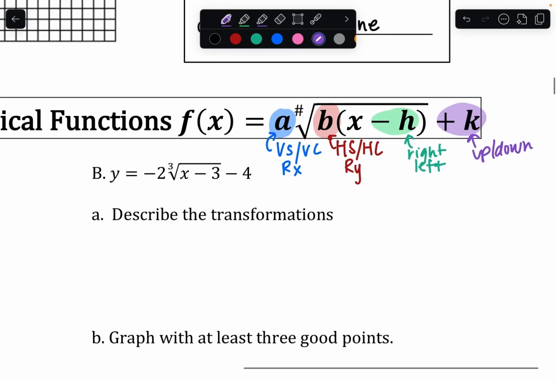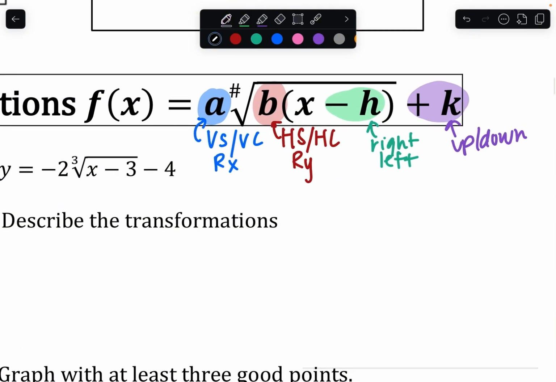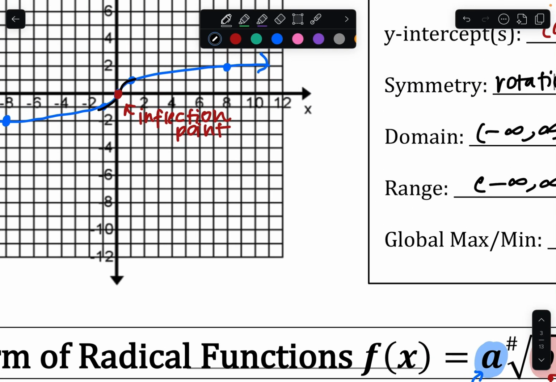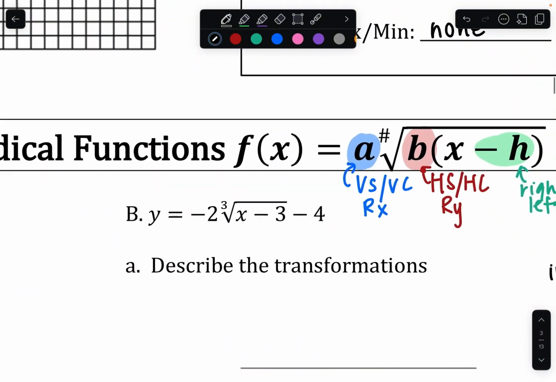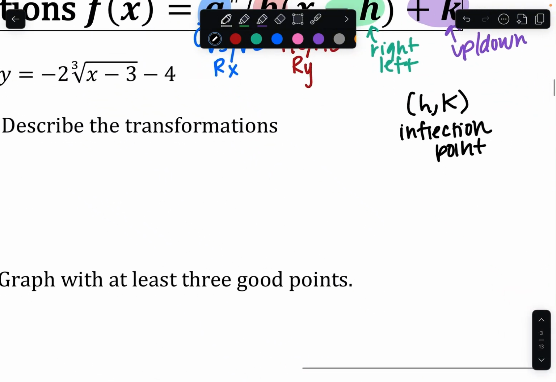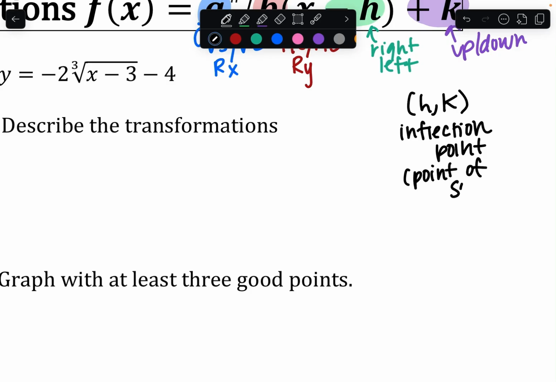Okay, and so you can kind of treat this like vertex form. (h, k), if we move right h, up k, that's going to be our new inflection point. We started at (0, 0) for the parent function, and so shifting left, right, up, and down is going to change our inflection point to whatever those values are. And remember, the inflection point is also the point of symmetry, and so we could ask for either of those things, and it's referring to the exact same point.